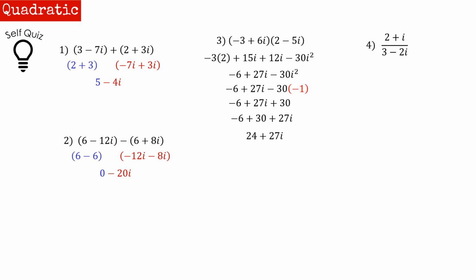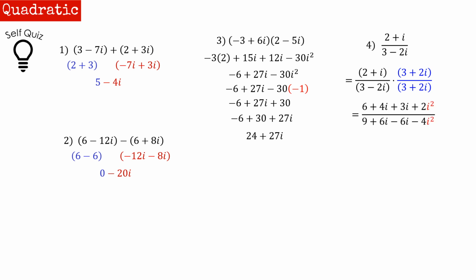For number 4, we have to multiply by its conjugate, 3 plus 2i. That means we have to FOIL the top and the bottom. This is going to give us 6 plus 4i plus 3i plus 2i squared over 9 plus 6i minus 6i minus 4i squared. I collected like terms and then put negative 1 in for i. This is 6 plus 7i plus 2 times negative 1 over 9 minus 4 times negative 1. I did a bunch of simplifying here. 6 minus 2 is 4 plus 7i. 9 minus 4 times negative 1 is actually 9 plus 4, which is 13.